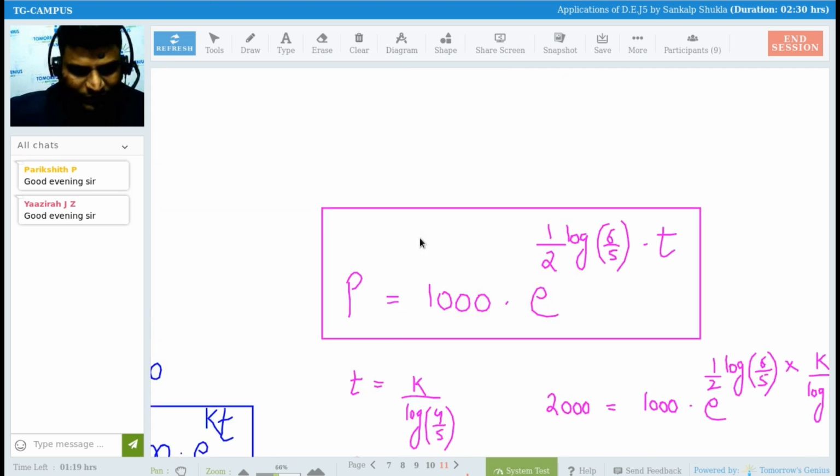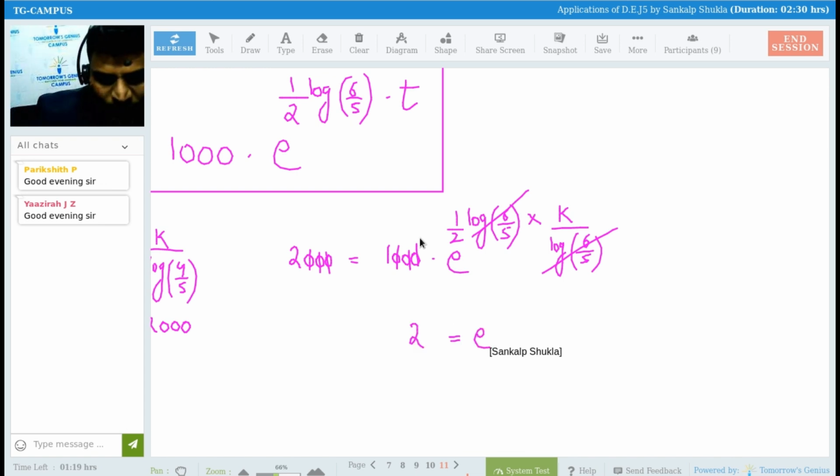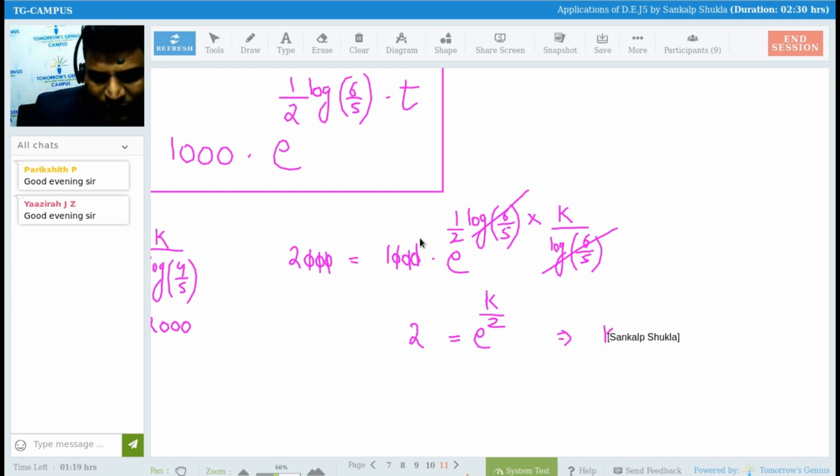Why is it 6 by 5? As a mathematics student, I can see that if it is not 6 by 5, I am not able to solve this. So the value of k, the time that the question has provided, is log 6 by 5. So this and this will get cancelled, and 1000 will be cancelled with this 1000. So 2 is equal to e raised to the power k by 2. So k by 2 will be log 2.